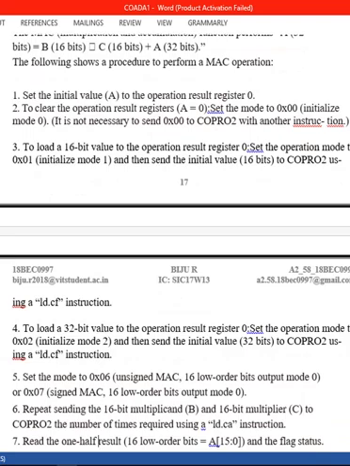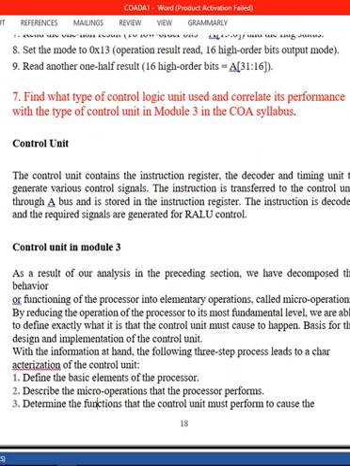And this is the MAC multiplication, and the types of control logic units. Basically, the control unit contains the instruction register, the decoder and the timing unit to generate various control signals. The instruction is decoded and the control signals are generated for the RALU controller.